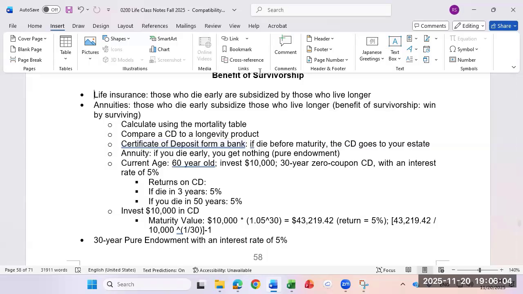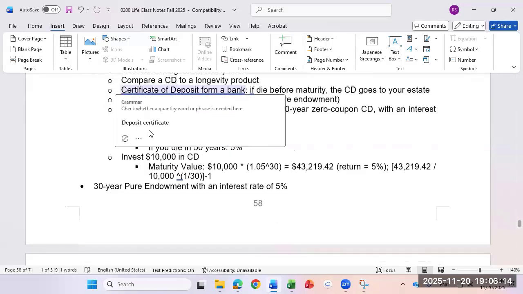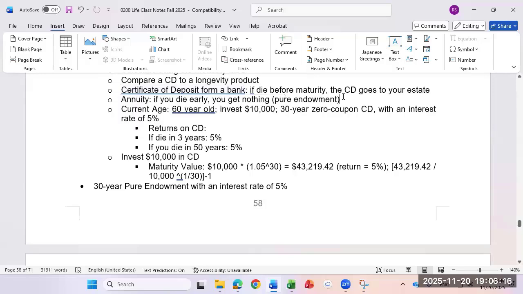So you can figure out the benefit of survivorship by comparing a longevity product from a life insurance company to a regular bank certificate of deposit. Because a certificate of deposit doesn't care when you die. It pays the exact same amount either to you or to your beneficiaries, whether you live or die. It doesn't really matter. But an annuity only pays you if you live. If you die early, you get nothing. And that's what we call a pure endowment.